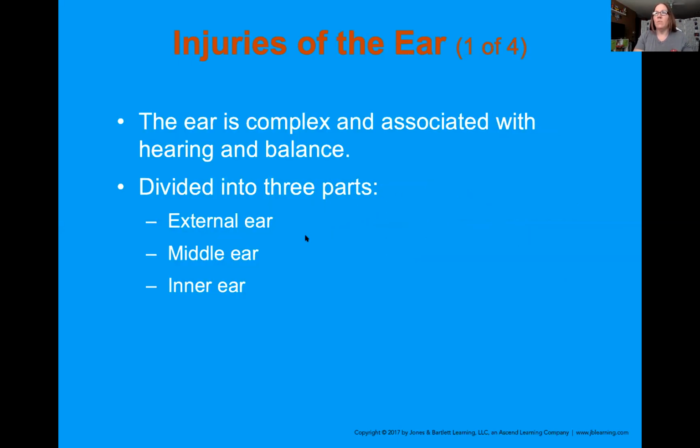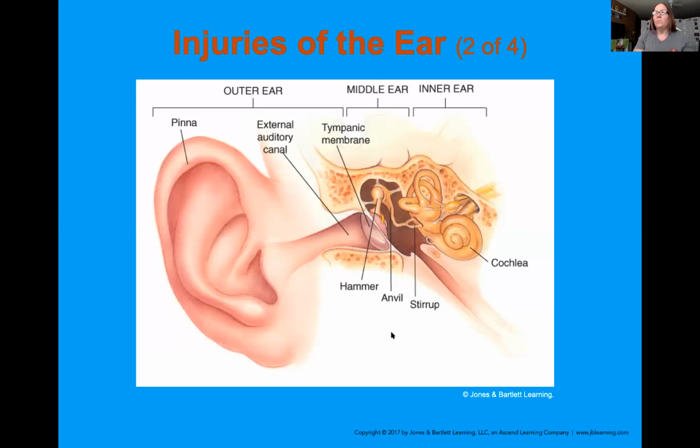So injuries to the ear, we talked about it. Three parts. You've got your external ear, that's the part we all see, middle ear, and the inner ear. We actually have our balance center in the inner ear. Tympanic membrane is how we hear. When somebody's eardrum ruptures, there's a rupture of the tympanic membrane.